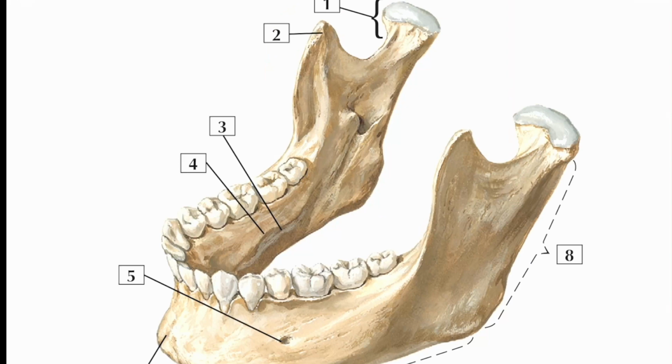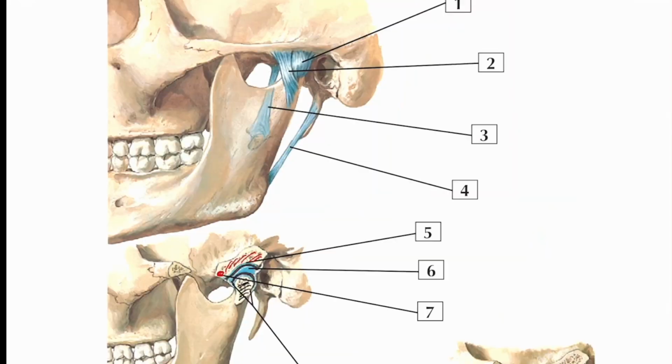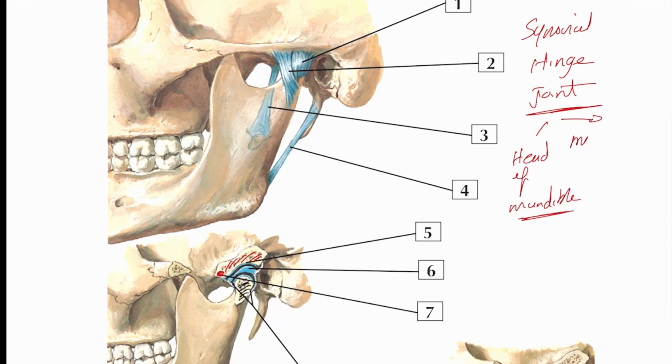On this photo you can see that the head of the mandible is number 1, and this is the articulating part of the mandibular joint. Of course, 2 is the condyloid process. So the mandibular joint is a synovial hinge joint, which is formed by articulation between the head of the mandible on one side and the mandibular fossa and the articular tubercle on the other side.